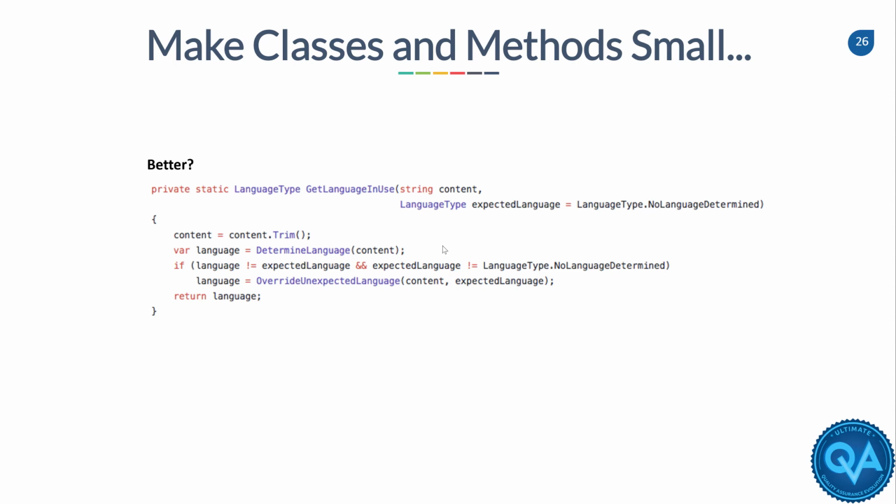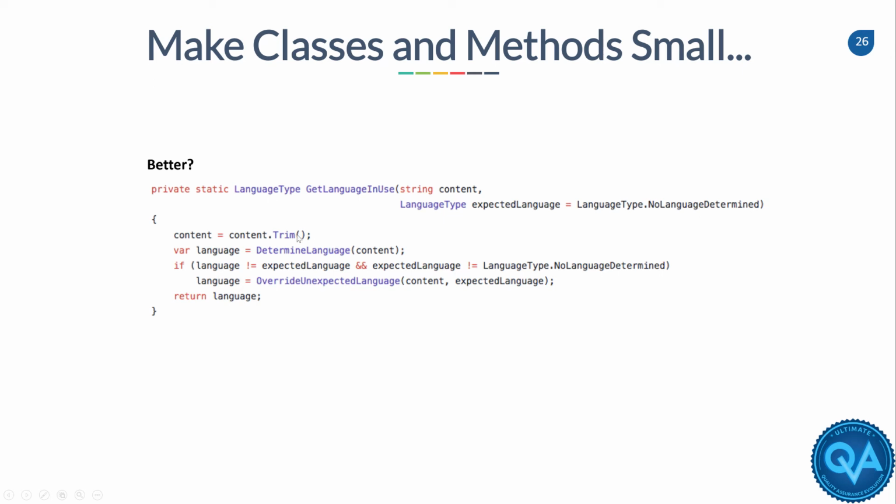So maybe something like this is better. So this is, again, a small method that I've decreased. This was actually from a real test automation project I worked on. I've decreased this method in size to see if it can better represent exactly what it's doing. So pretty much the same, but in this case, you can see we're returning a language type instead of a string, just an enumeration. And again, we're passing in a content, and we're passing in an expected language, which is set to no language determined by default.